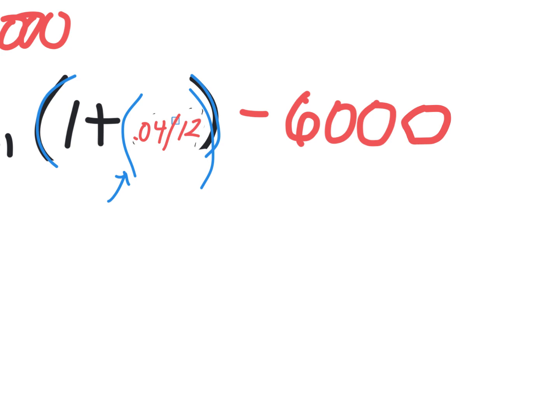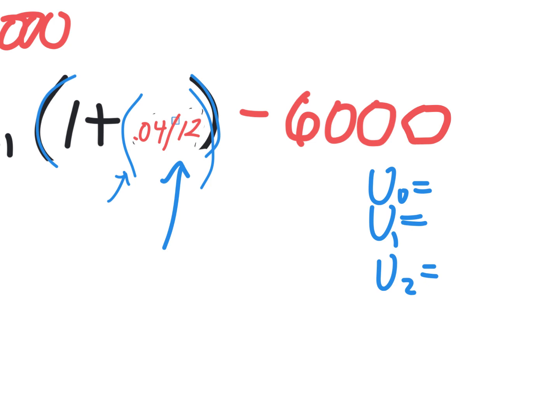If you change it to be monthly here, then your list on your table of U sub 1, U sub 0, U sub 2, these are all by the month. So if you want to know what happens after a year, you should be looking for U sub what? 12.